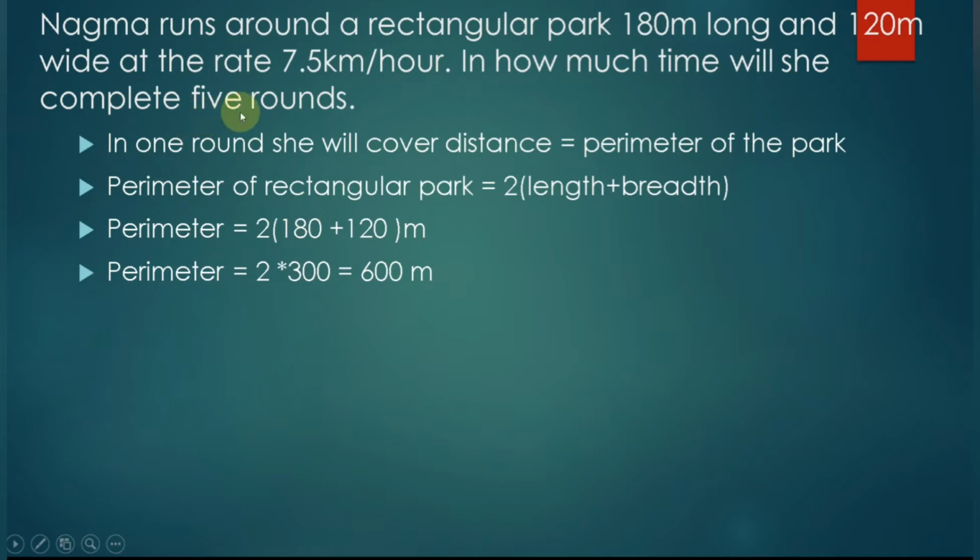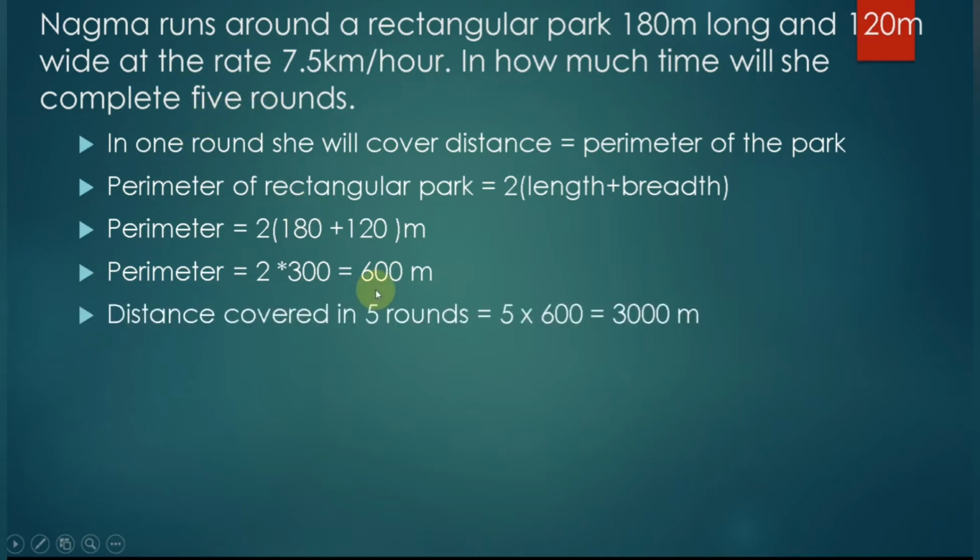Now she is running 5 rounds. So in 5 rounds the distance which she will cover will be 5 into 600, that is 3000 meters. Now because the rate is given in kilometers, I need to convert this meter into kilometer. To convert this into kilometer, I just need to remove 3 zeros from the last, so that will be 3 kilometers. Now this is the distance and this is the speed.